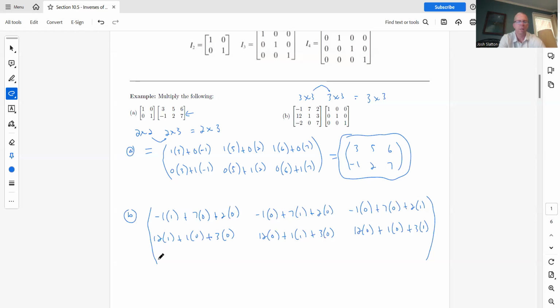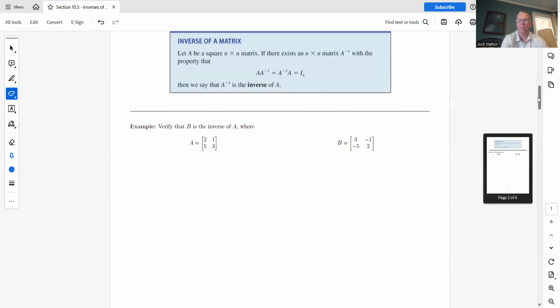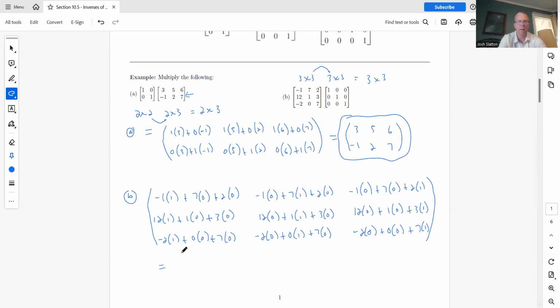And then for the third row, we'll just write these real quick. So we should see the pattern by now. And then the next one. And the next one. Oops, 0, 0 times 0, and then 7 times 1. And then we simplify these, and we end up with the matrix that we started with. So we have -1, 7, 2, 12, 1, 3, -2, 0, 7.